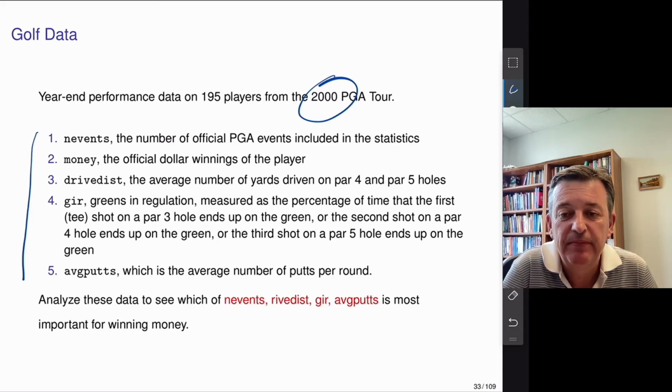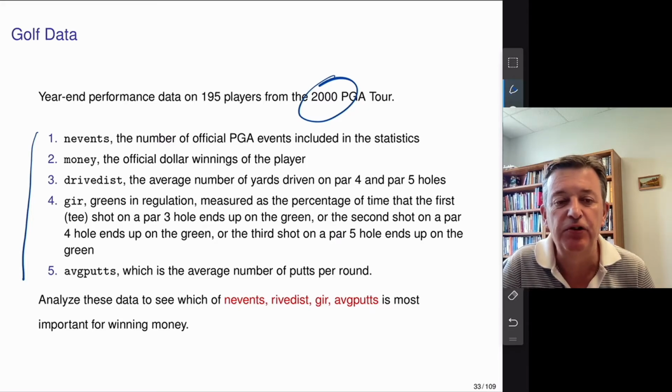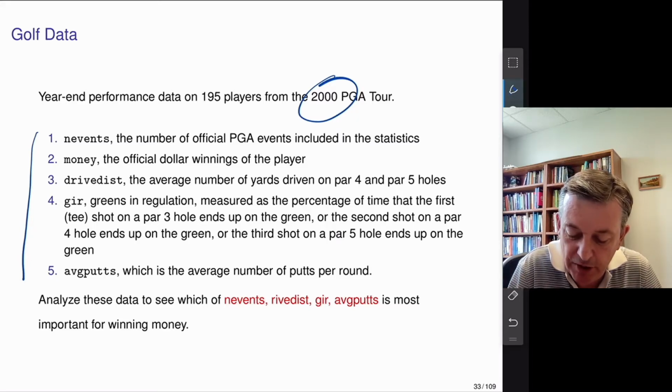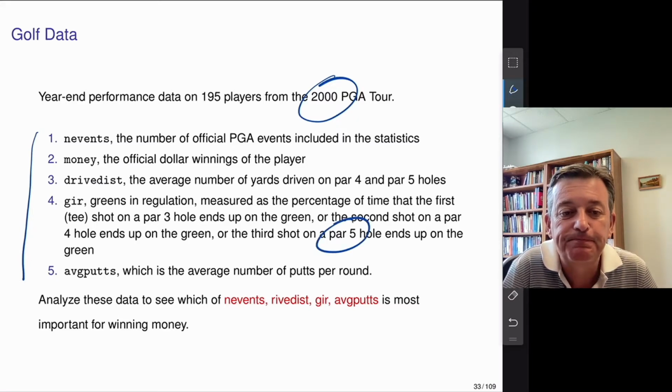Driving distance, how does driving distance affect things, and over the last 20 years that's changed. And then a key variable that Dave Pelz spends a lot of time talking about is greens in regulation. Basically, the percentage of time that the first tee shot on a par 3 ends up on the green, or the second shot on a par 4, or the third shot on a par 5. One interesting fact about Tiger Woods, I think, is that most of the shots gained that he's had in his golfing career were basically solely on par 5s.